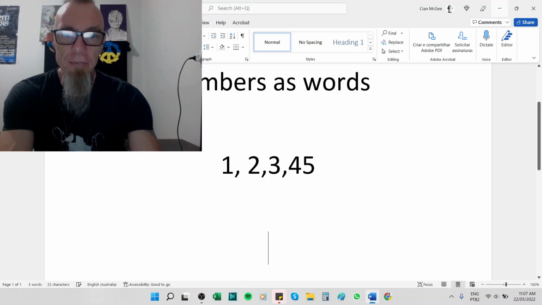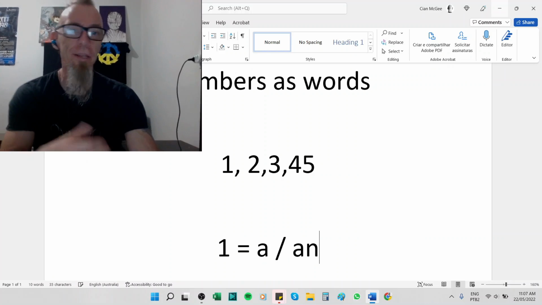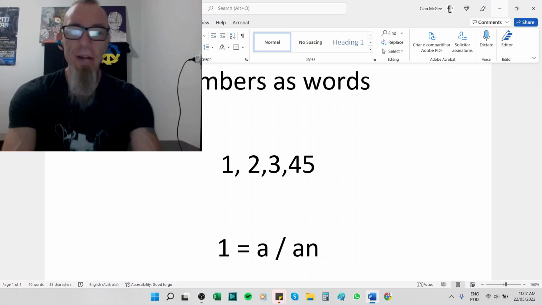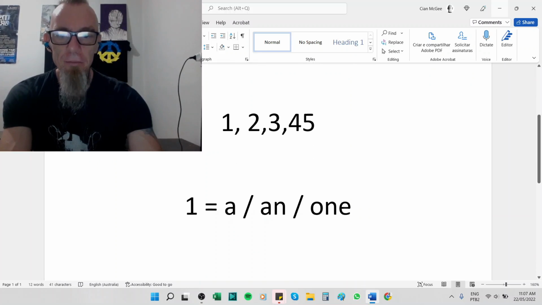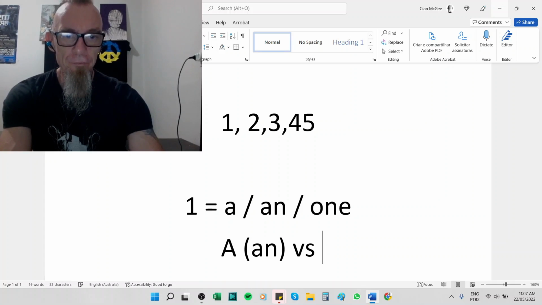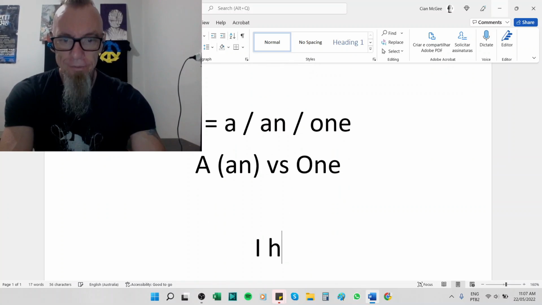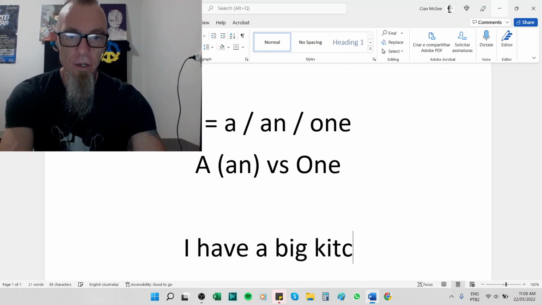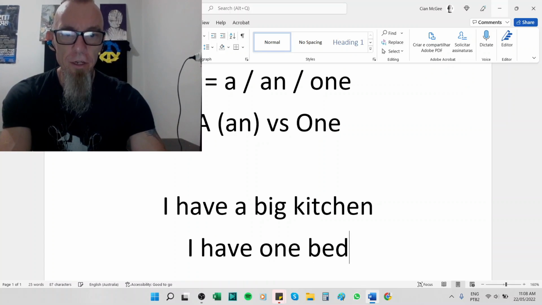So we know the number 1 we can describe as a, or when our noun starts with a vowel, then it'll be an. But then we also have 1. So in this case, what's the difference between a and an and 1? For example, I can say, I have a big kitchen. Or I can say, I have 1 bedroom.